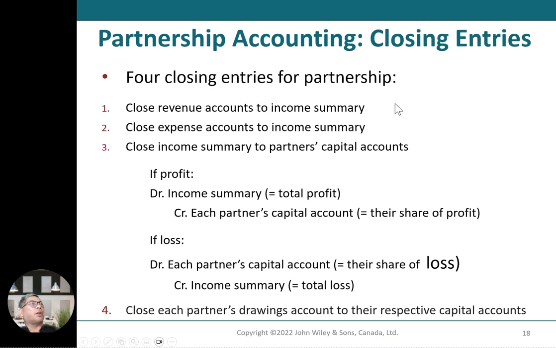In terms of closing the partnership books, we close revenue accounts to income summary, and close expense accounts to income summary. Then we close income summary to the partners' capital accounts. If there's a profit, debit income summary for total profit and credit each partner's capital account for their share of profit. If there's a loss, debit each partner's capital account for their share of the loss and credit income summary. Then we close each partner's drawing account to their respective capital account. That is the key part in terms of partnership.